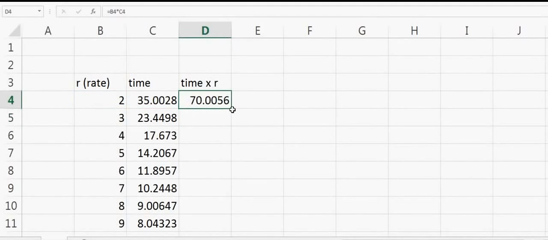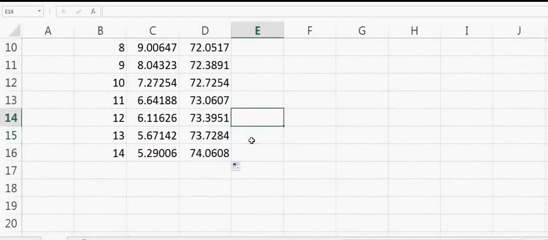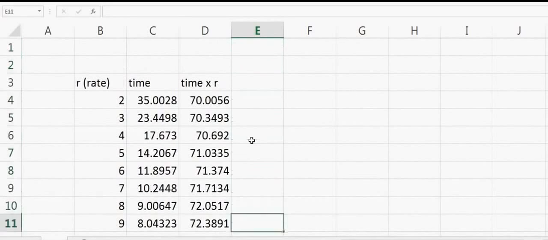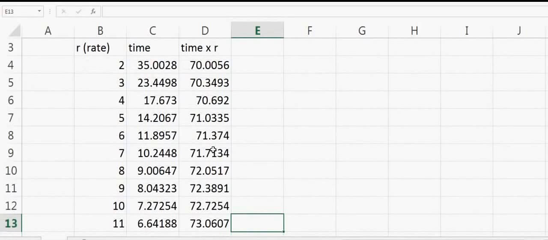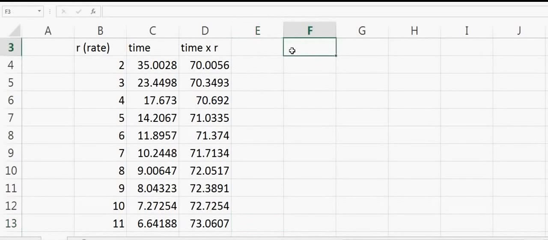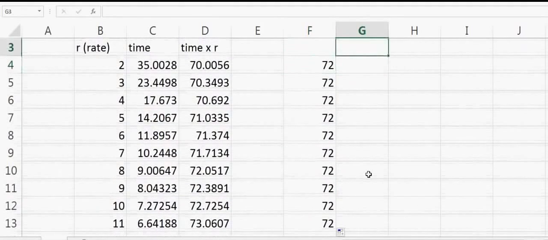So this is very close to 72. So if you keep doing this, you will see that all the numbers are close to 72. So 70.3, 70.6, 71. So if we approximate the number to be 72, then all we need to do is, if I use the same approach, if I use our trick, then instead of using 70.005, I will always use 72. So I keep using 72 for all these rates, and then I'll calculate the time.